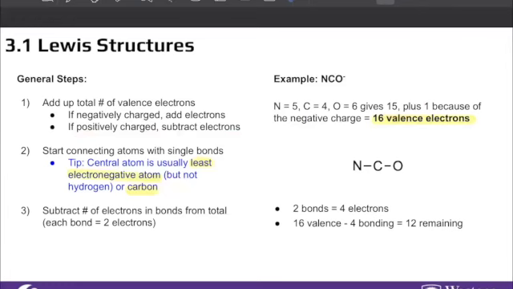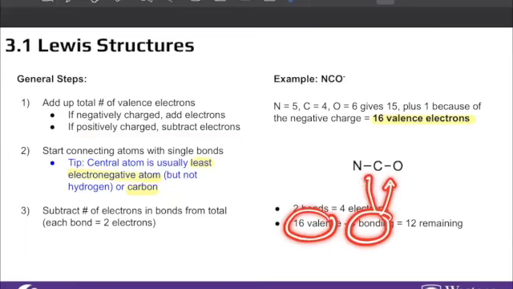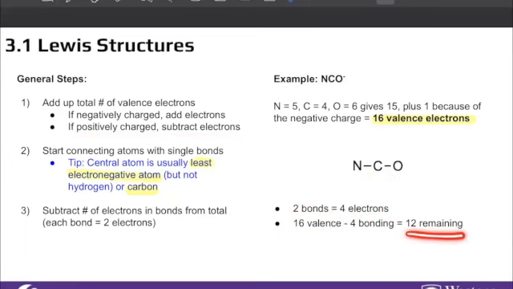Okay, so once you've done that, you are going to subtract the number of electrons that you have used up now that you've put them in bonds. So every bond is 2 electrons. So here we made 2 bonds. So overall that's 4 electrons. We had 16 total minus those 4 that were in our bonds, leaves us with 12 electrons still to work with.